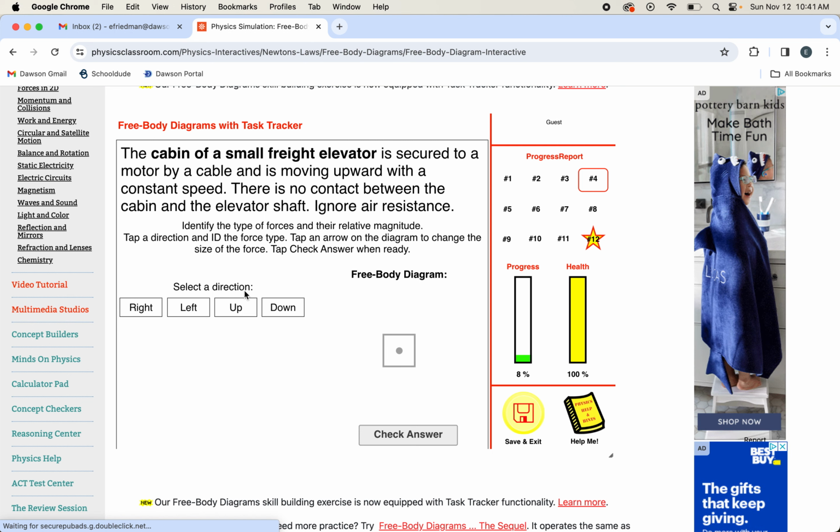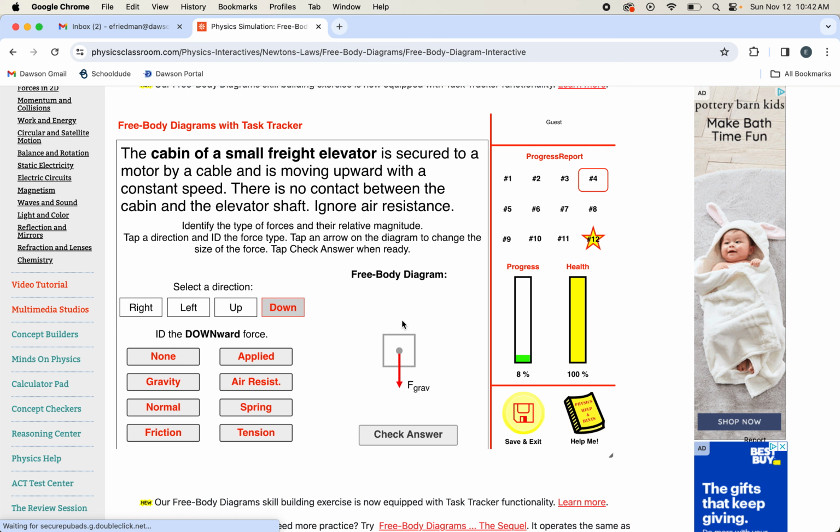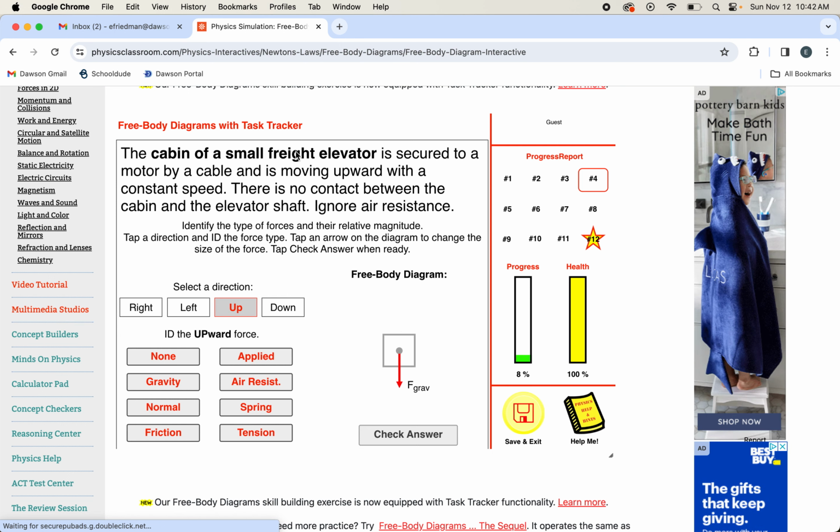So we're always going to have gravity going down here. So let's choose gravity going down. And we have to have something to balance that gravity going up because it's moving at a constant speed. What is attached to the elevator is a cable, and a cable means we're going to have tension. So we have tension going up.